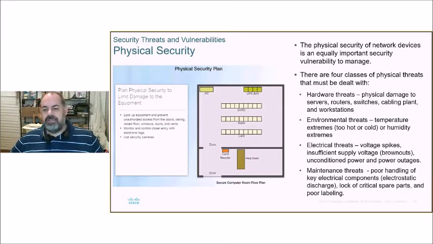So hardware threats: physical damage to servers, routers, switches, cabling, plant and workstations. Environmental threats: temperature extremes, too hot or too cold, or humidity. Electrical threats: things like voltage spikes, insufficient supply voltage, brownouts, unconditioned power and power outage. And there's maintenance threats: poor handling of key electrical components like electrostatic discharge, lack of critical spare parts, and poor labelling. Lack of critical spare parts, I'm assuming that is actually.